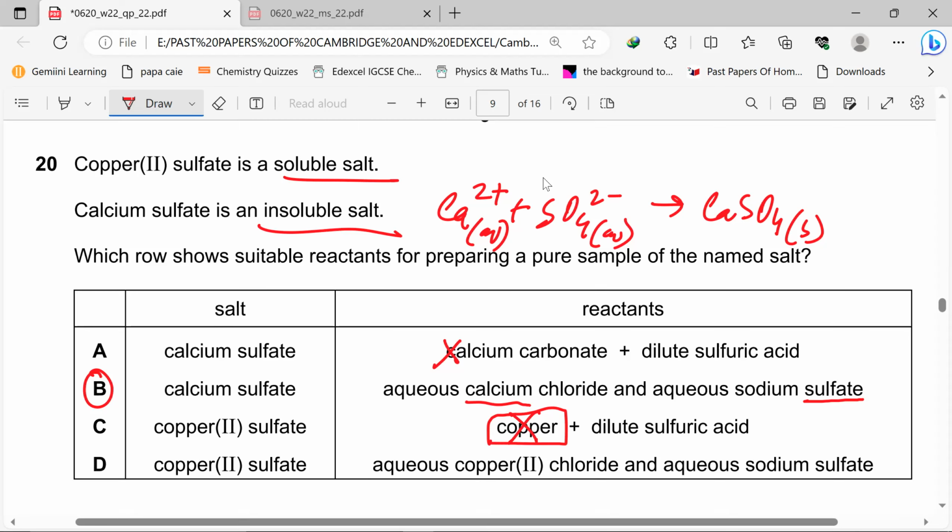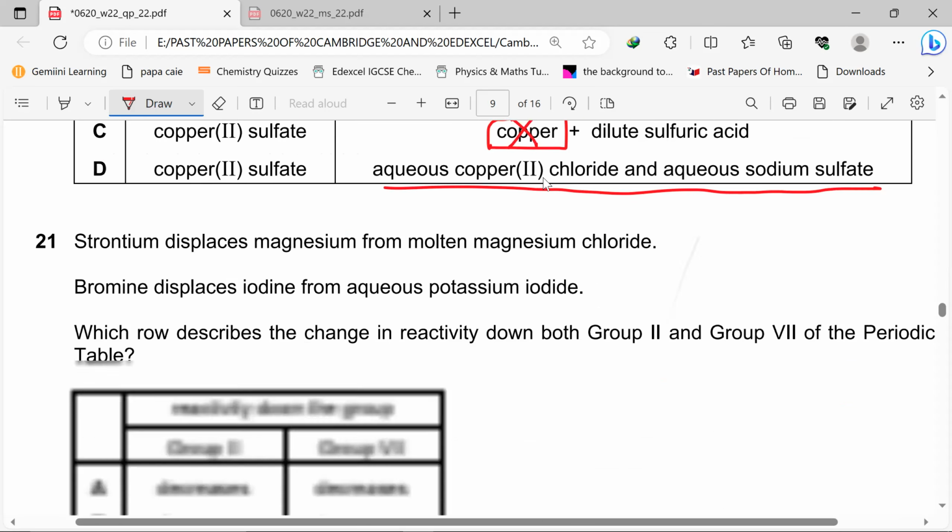And for copper(II) sulfate, aqueous copper(II) chloride and aqueous sodium sulfate. Since copper(II) sulfate is a soluble salt, this is basically two soluble solutions, which will not give you a soluble salt. This is basically a precipitation method, and they will not give you any precipitate. Copper(II) sulfate is a soluble salt. That's why this is not the correct statement. So B is the only correct statement here.